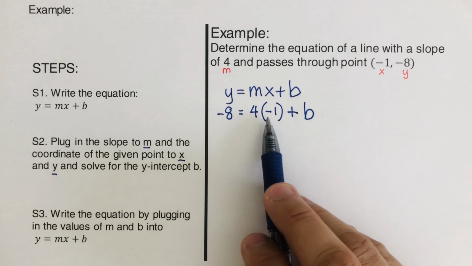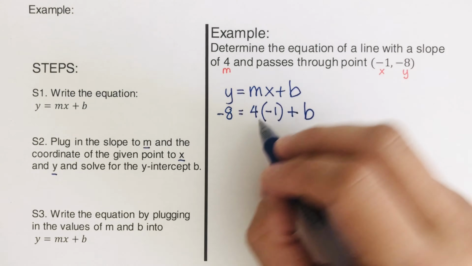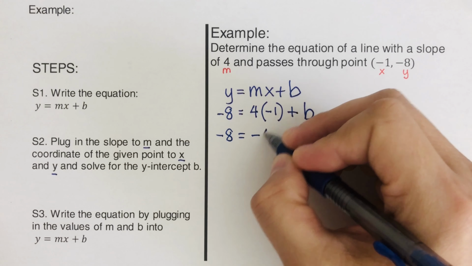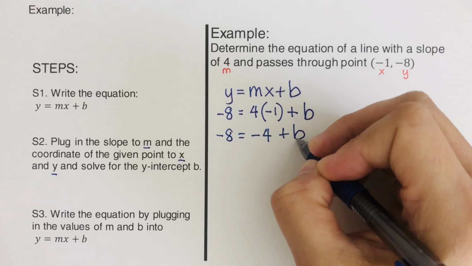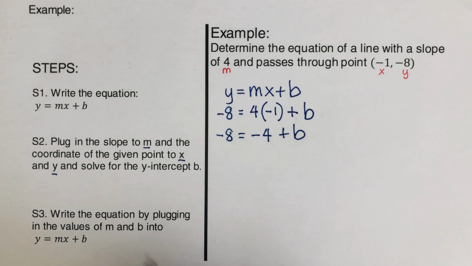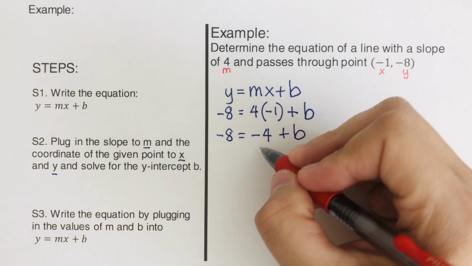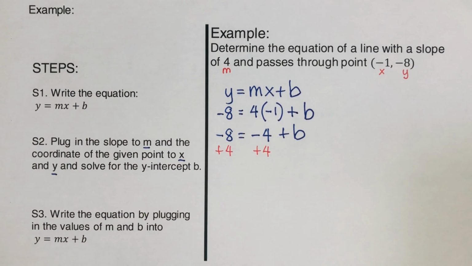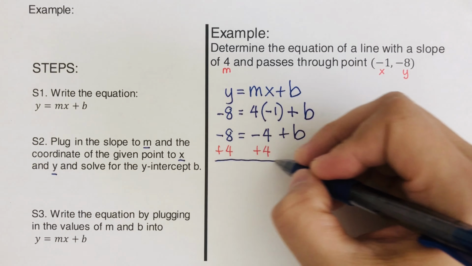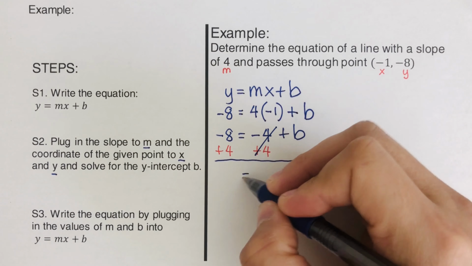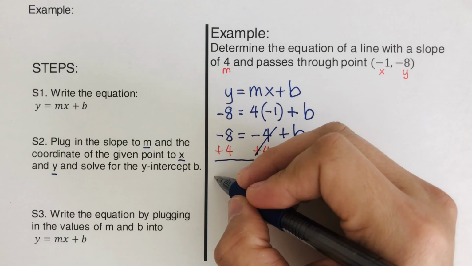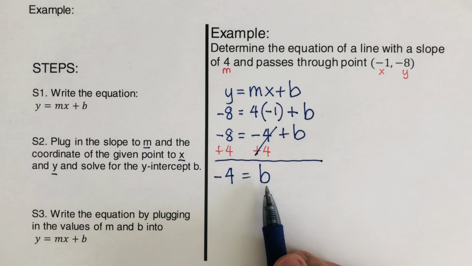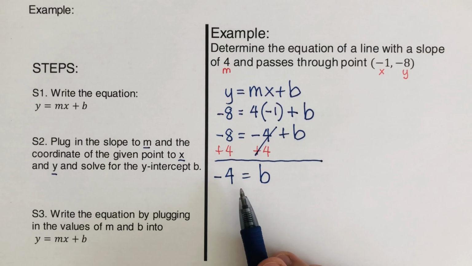In this problem, we can simplify by multiplying those two. So that would be -8 equals -4 plus b. We're supposed to solve for b. That's part of the second step. So I would add 4 to both sides. Then we can go ahead and cross the -4 and +4 out. So b is equal to -4. So the y-intercept for this line is -4.